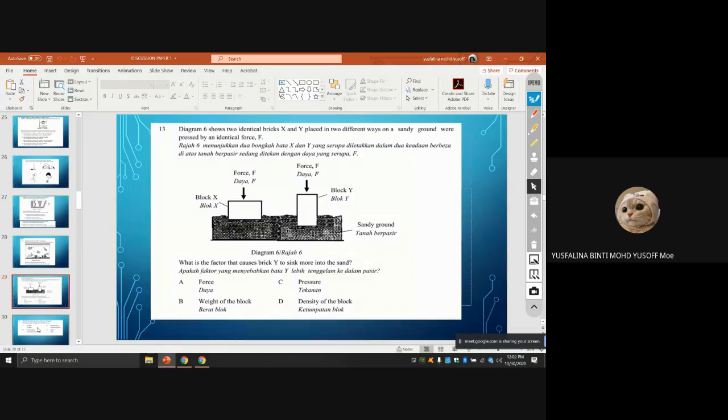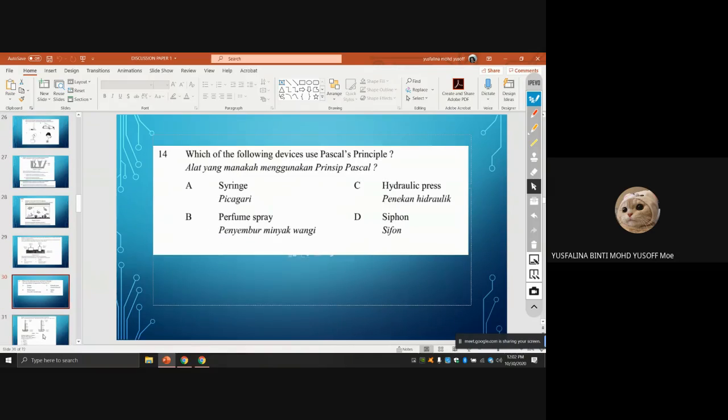Alright, next one. This one is actually already answered before. So the answer should be pressure. This is the first question. Alright, the next question: which of the following devices uses Pascal's principle? The answer should be hydraulic press. Number 14, the answer is C.